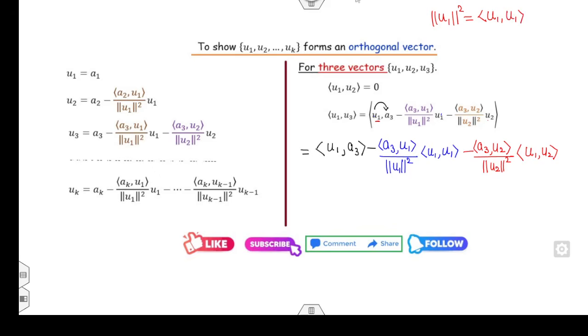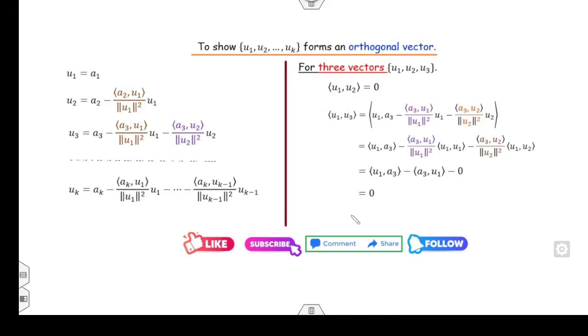Make sure, students, whenever you can write u1 square, that implies the norm, that's the inner product of u1 and u1. Now clearly say, what is the value of u1 and u2? By using the previous property it is 0. So that complete number is 0. u1 norm square is basically u1 and u1, so u1 and u1 will be cancelled. And because the inner product is symmetric, I can write a3 comma u1 as u1 comma a3, and clearly this number is 0.